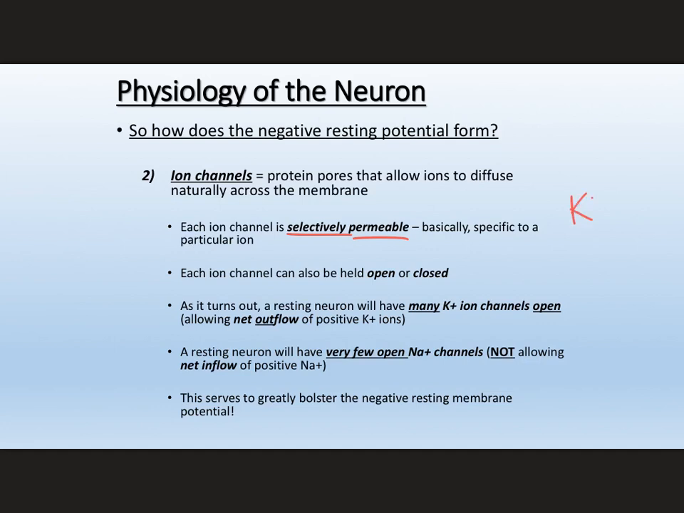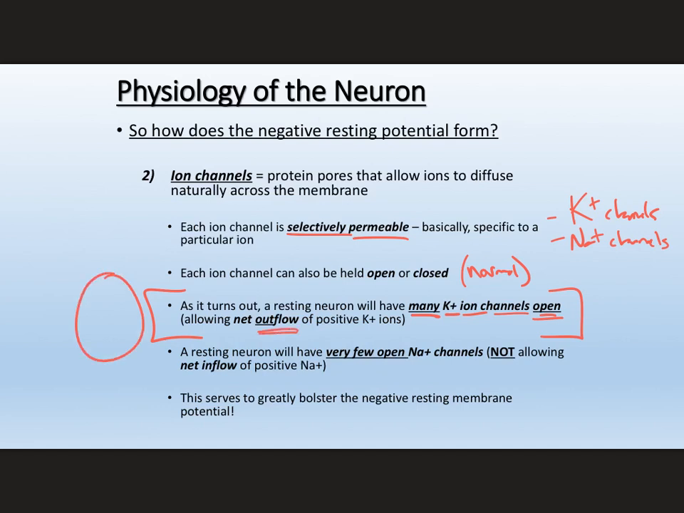So you will have potassium channels, and you will have sodium channels, along with chloride and whatever else. Now, these channels can be open or closed in their normal position. And an important note here is that a resting neuron will have lots of potassium ion channels open, which allows outflow from the cell. So what we tend to see is a lot of these potassium channels are open all the time. It allows positives to leak out of the cell.